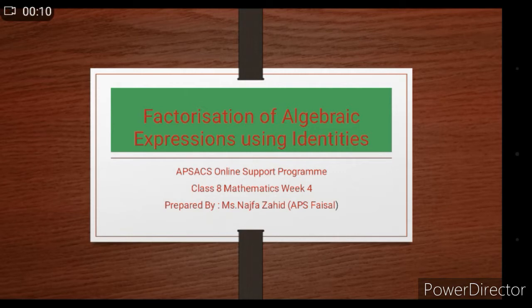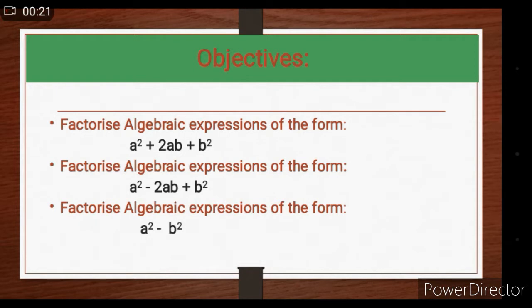I am Najfa Zahid and today our topic is factorization of algebraic expressions using identities. At the end of the topic you will be able to factorize such kinds of algebraic expressions. You can observe this is the right hand side of the first algebraic identity, this is the right hand side of the second identity, and this is the right hand side of the third identity.